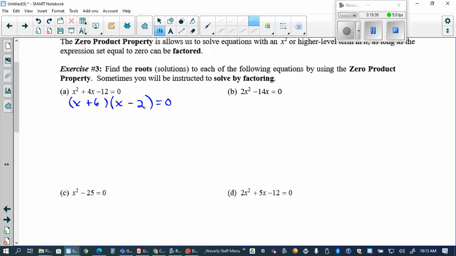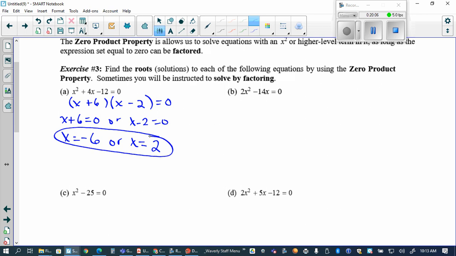What do I do now? Use the zero product property. I set both of these factors equal to 0. What word goes in between them, everybody? Or. x minus 2 equals 0. What does x equal over here? x equals -6 and 2, x equals 2. Okay?